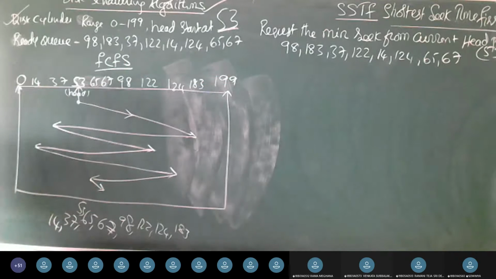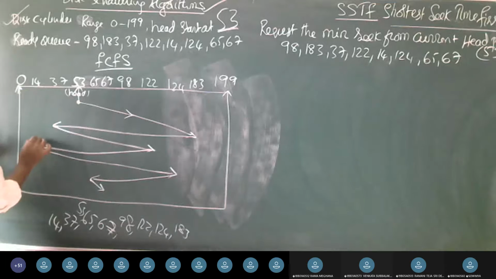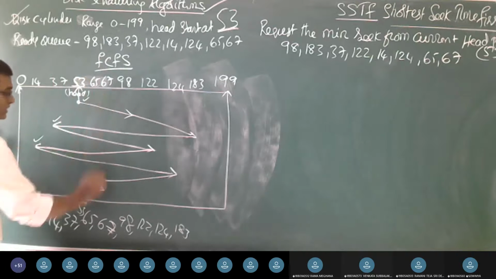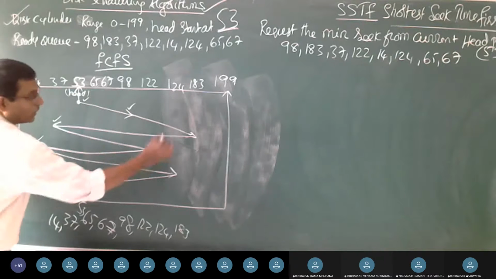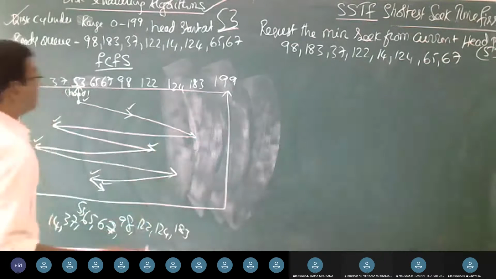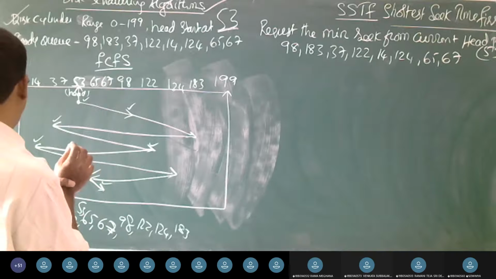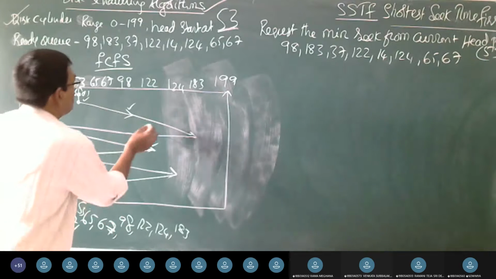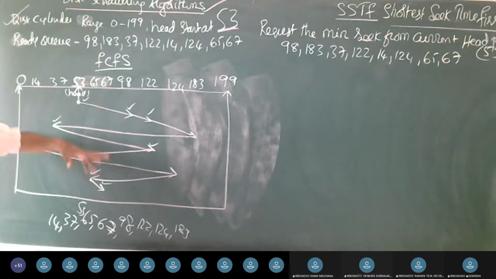So we satisfied item number 14 at this point. We satisfied 37 at this point, 53 at this point, 65, 67, 98, 122, and I think 122. Then we went for 14. After 14, yeah, so we went to this item. I think I can give it as 122, followed by 124. So in this model, we are going to interpret.